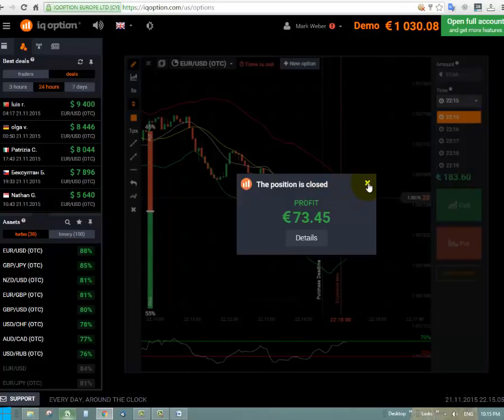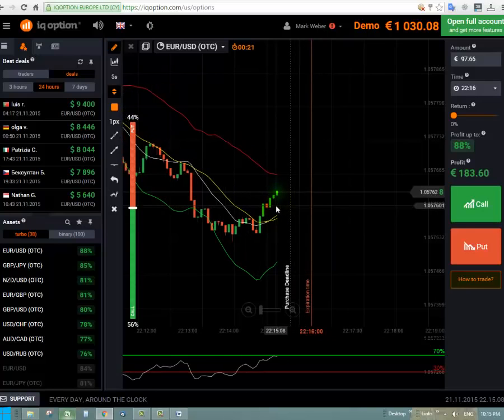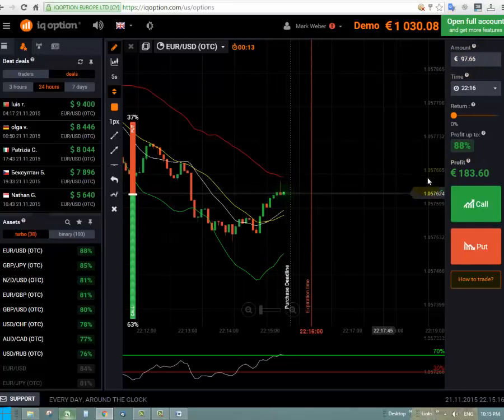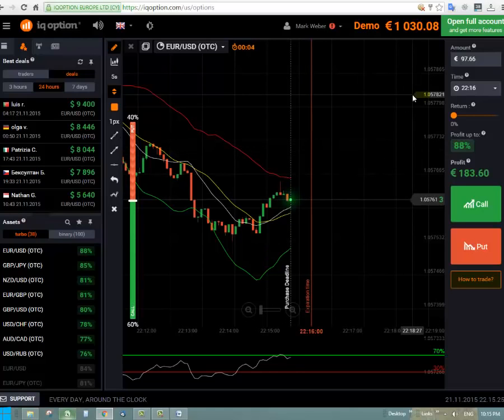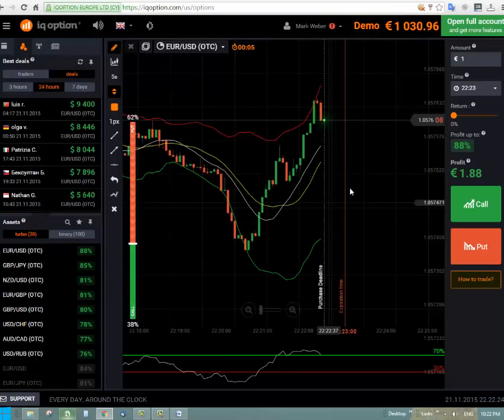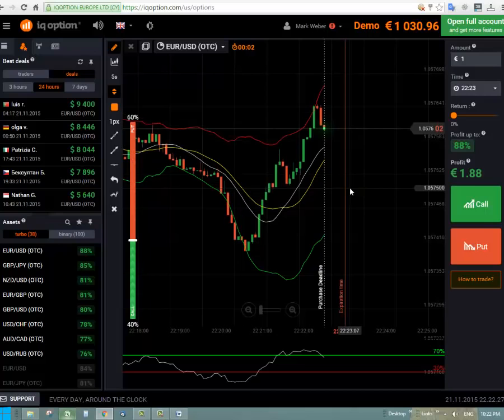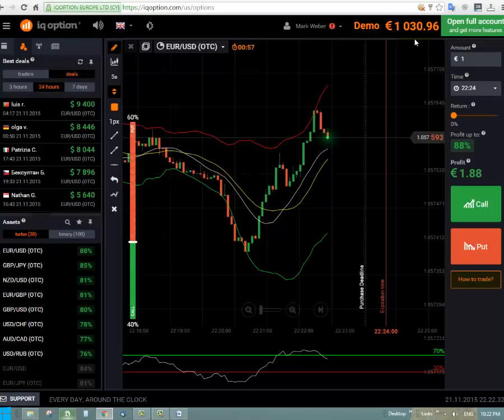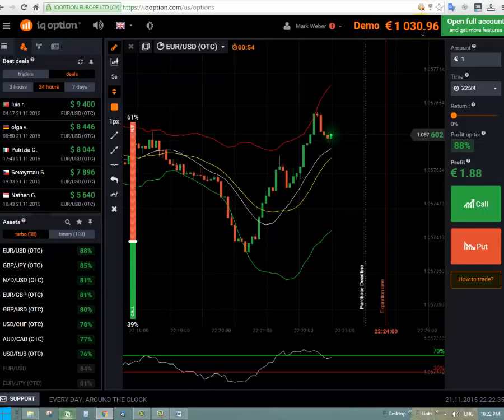And there's our profit. It wasn't necessary to make the 6th position, so as you can see, on the 5th position we won the trade. Well, we have now 1030 euros. So you got the idea about what this strategy is all about. As you can see, in less than 30 minutes we made 30 euros profit.